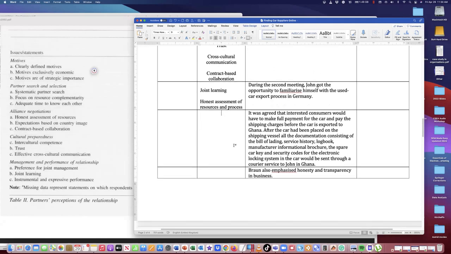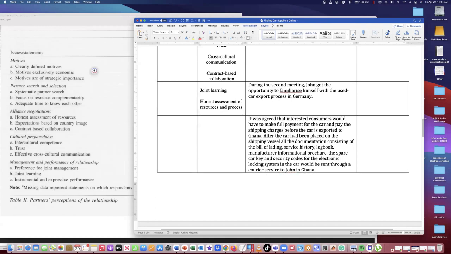It was agreed that the consumer will have to make full payment. What is this one? How about focus exclusively on resource complementarity? They have established that. Okay, this one could be part of here. All right, it could be part of here. Economic.